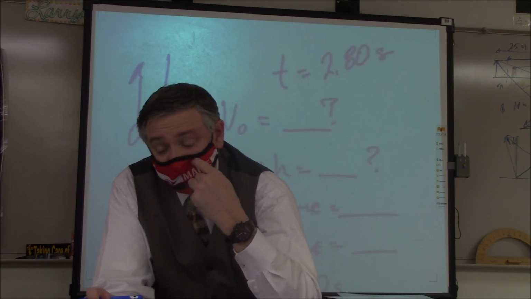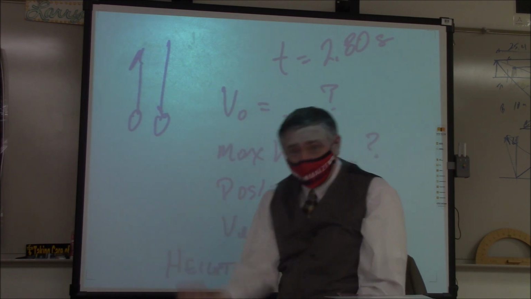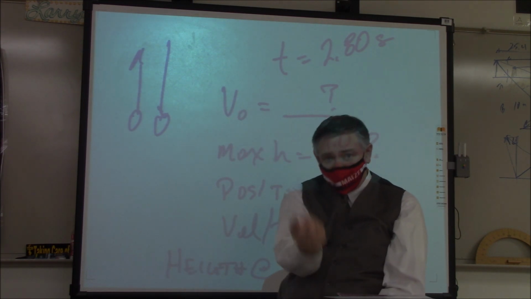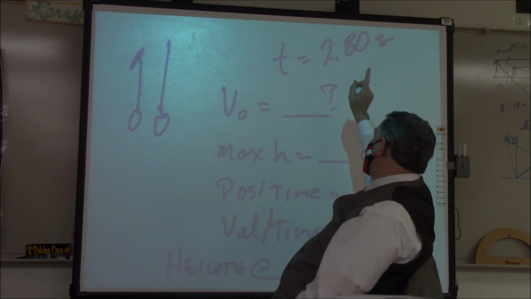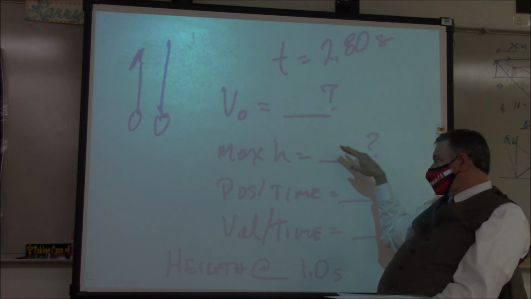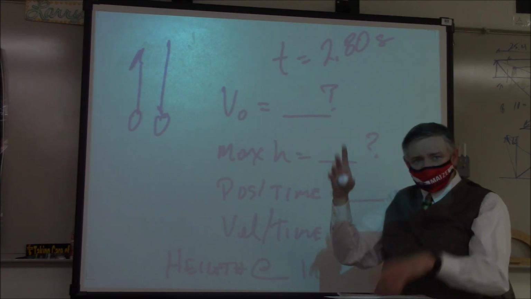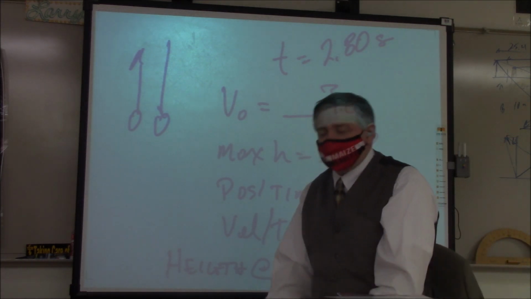Okay, so here's the deal. We only know one number. We know the time, right? The time from when I let go of it until it gets back in my hand is 2.80 seconds. I want to find the initial velocity, the max height, draw the position-time graph, the velocity-time graph, and find the height and velocity at 1 second and at 2 seconds.